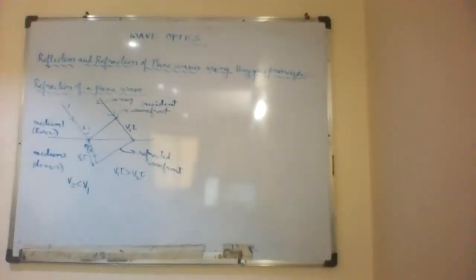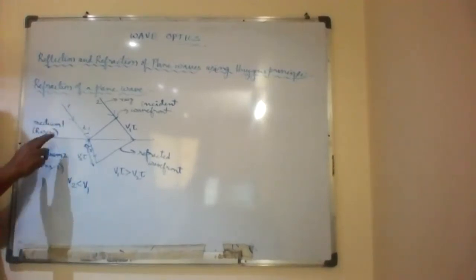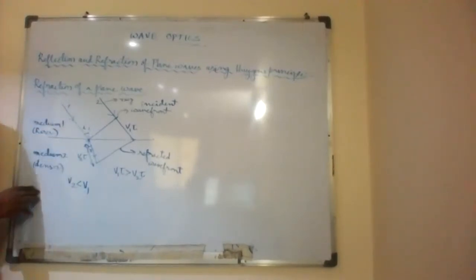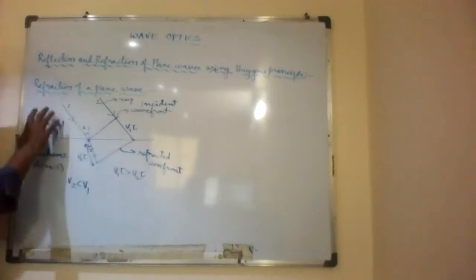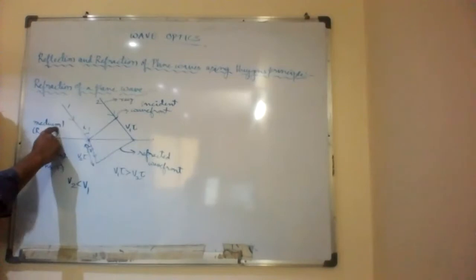See here, in the wavefront of a plane wave, there are two media. That means light is traveling from rarer medium to denser medium. This is the interface. This is the rarer and this is the denser medium. These are the two rays, 1 and 2. These are the two incident rays.